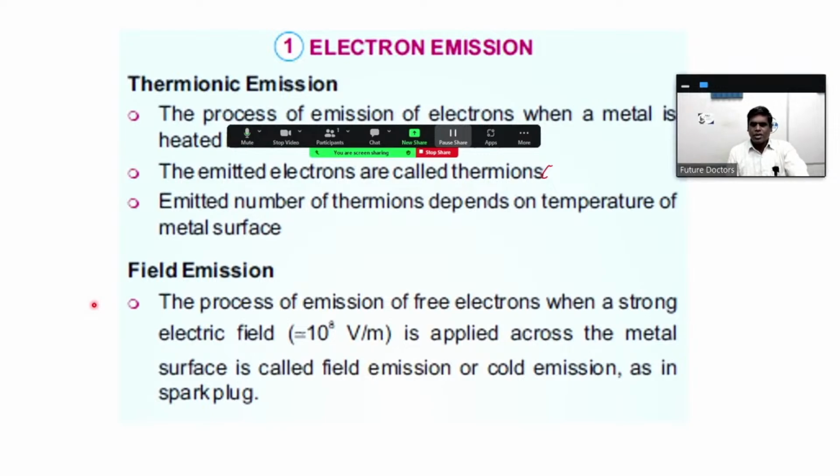That is, thermionic emission. Electron emission may be classified into two: thermionic emission or field emission. Thermionic emission: the process of emission of electrons when a metal is heated is known as thermionic emission. Emitted electrons are called thermions, and the number of emitted thermions depends on the temperature of the metal surface.